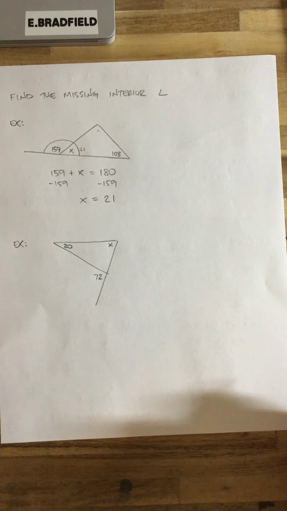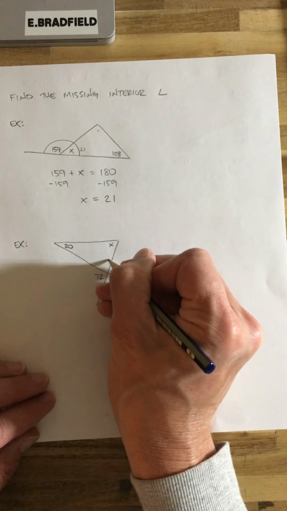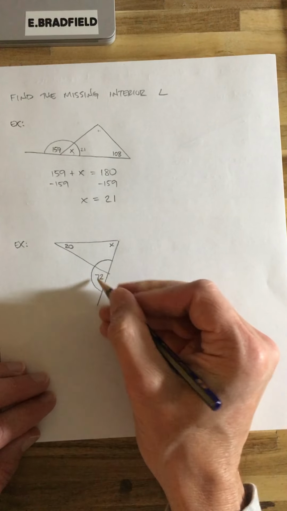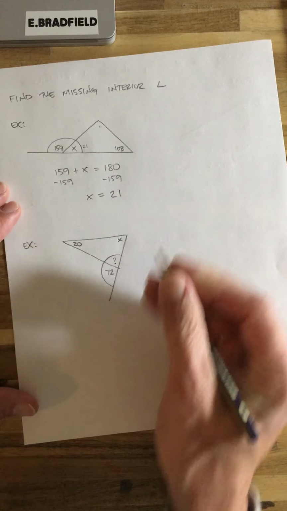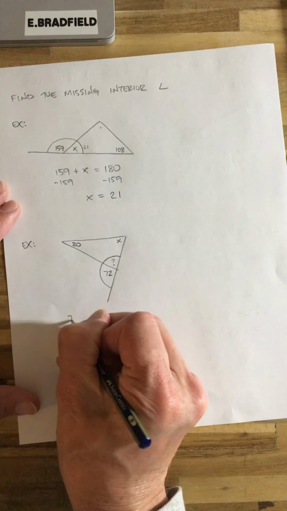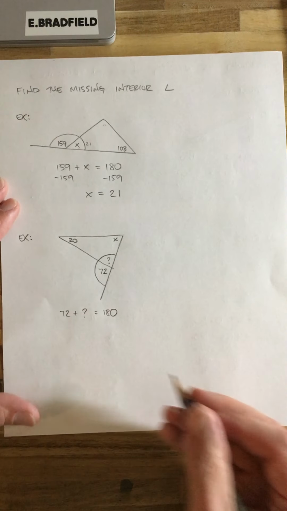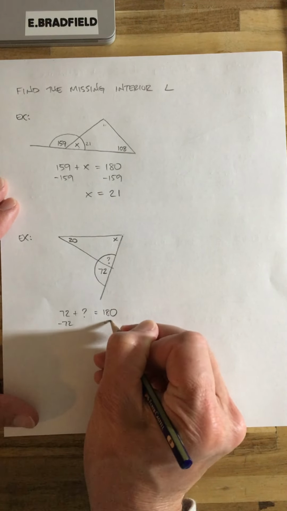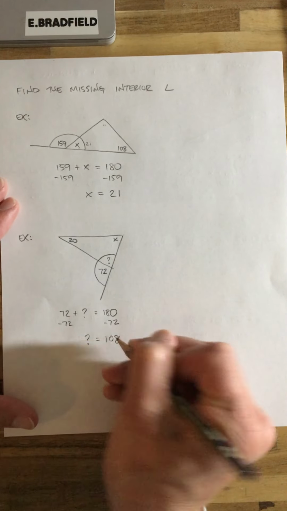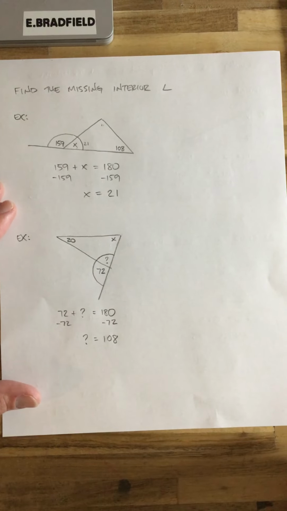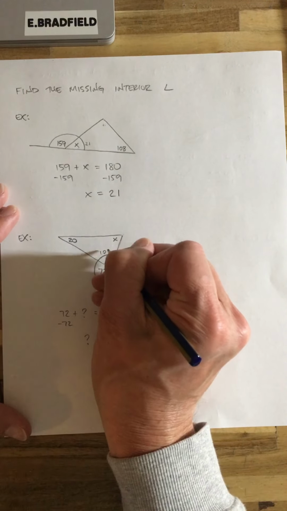Well, remember, here's my straight line. I know that these two angles added together is 180. So if I put a question mark here, I could say that 72 plus the question mark equals 180. And now I could subtract 72 on both sides, and my question mark is going to equal 108. So now this guy right here is 108 degrees.